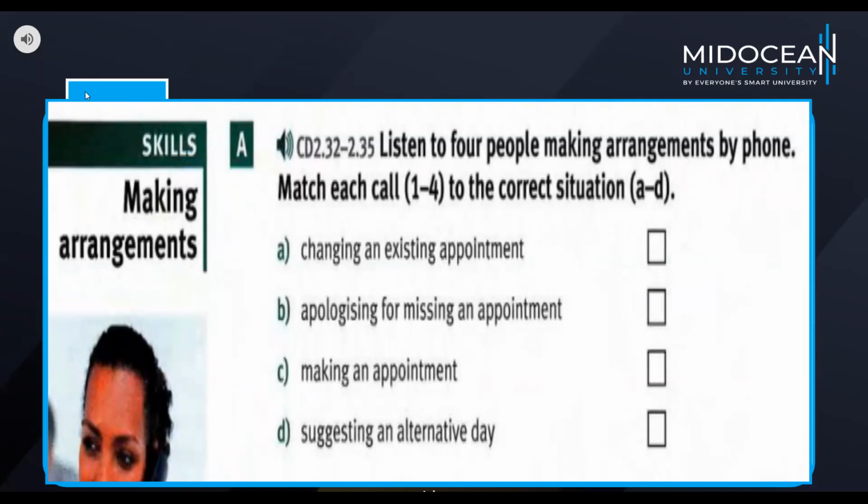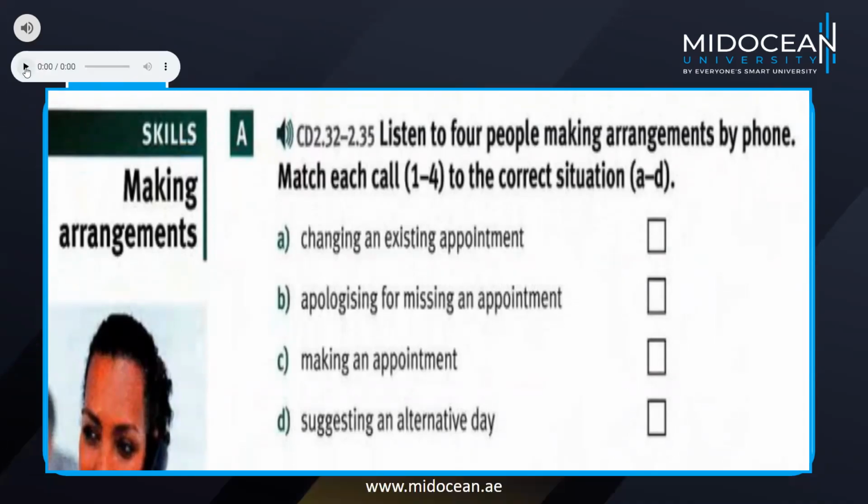Okay, so we're going to listen again now, and I'll show you the answers. Unit 10, Communication, Track 32, Call 1.